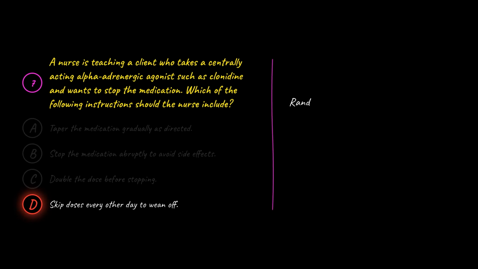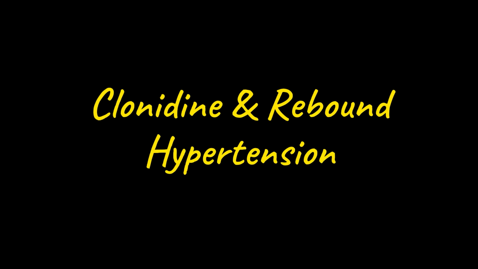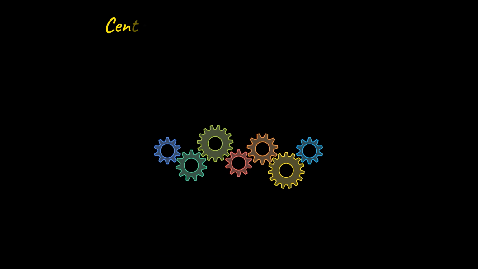D is wrong because randomly skipping doses produces unstable blood levels and does not safely wean the client from the drug. A structured, slowly step-down dose under medical supervision is the appropriate way to discontinue this medication safely. Clonidine lowers blood pressure by acting inside the brain, not directly on blood vessels. Understanding how it works and what happens when it stops is essential for safe practice.